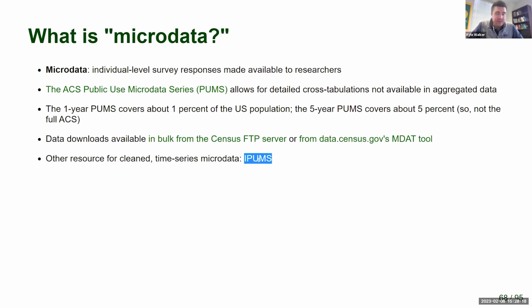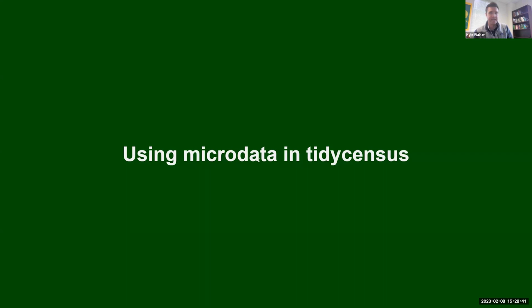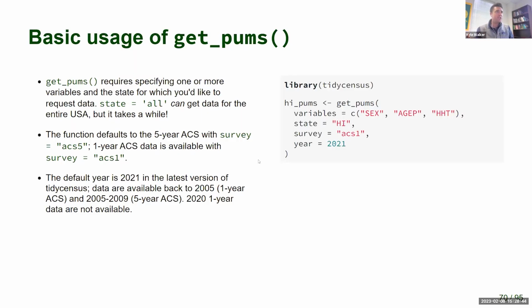But an advantage to using Tidycensus is you can access the data programmatically and stream it right in from the Census API. And we have an integrated set of tools as well for handling the complexity of the PUMS data that I think are really great. And so I'm excited to show you that stuff. So how do you use microdata in Tidycensus? We have a function called getPUMS, and I originally wrote this function years ago, but it was really my co-author Matt Herman that supercharged this.